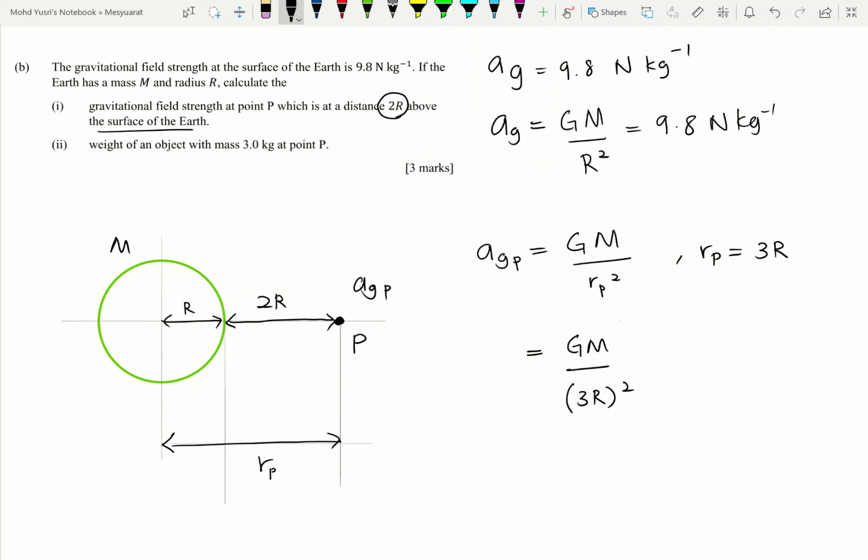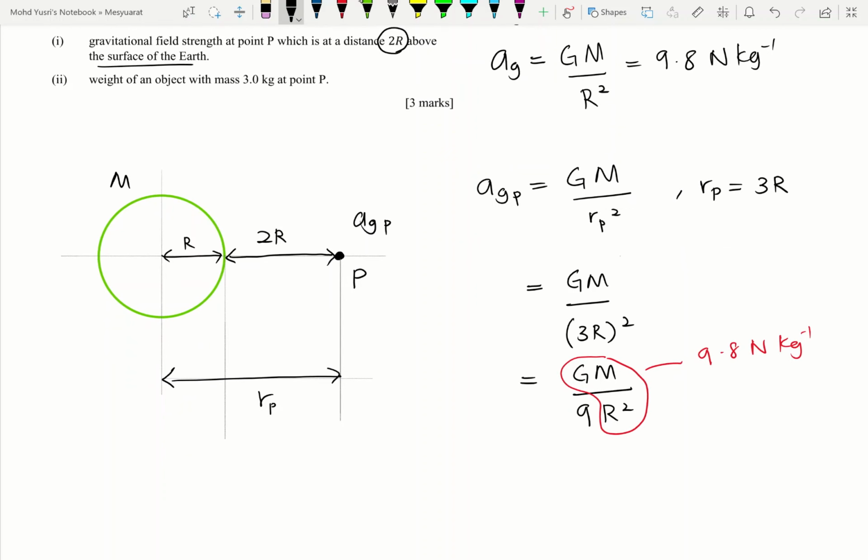Okay, and we end up with G m over 3 square is 9 r square. This Gm over r square is equals to 9.8 Newton per kilogram. Therefore, AG at point P is 9.8 over 9. And you'll get 1.09 meter per second square. So that's the answer for question 5B1.